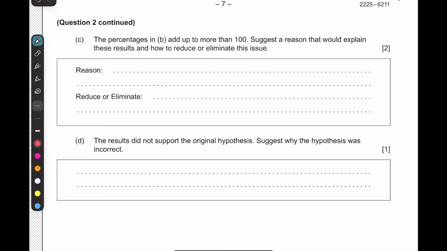It could be possible. So for the reason, write it like this: water may not have been completely removed from sand. How can we reduce this? So we should heat the sand or dry the sand until it attains a constant mass.